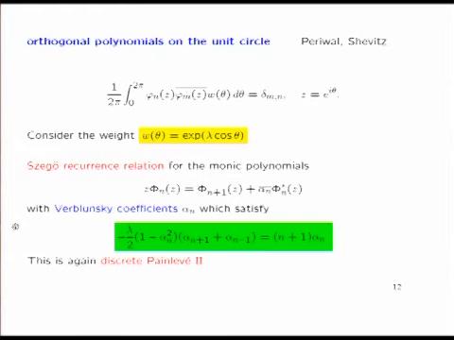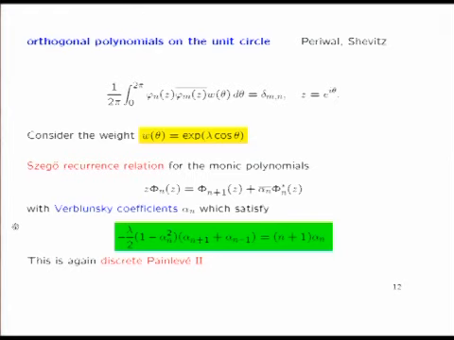The Phi are the monic orthogonal polynomials. These are the orthonormal. If I put capital Phi, then they're the monic polynomials. They can be obtained from this recurrence relation where these alpha n are nowadays known as Verblunski coefficients, thanks to the work of Simon and his book. And these Verblunski coefficients, for this weight, they also satisfy this discrete Painlevé 2 equation.